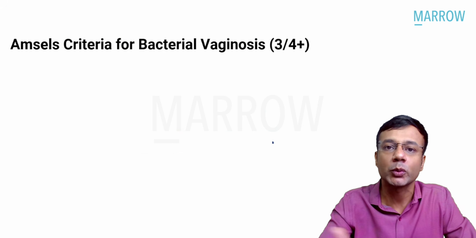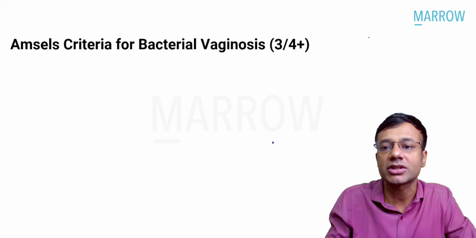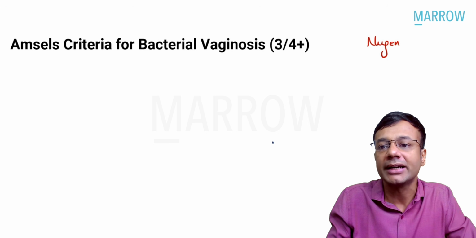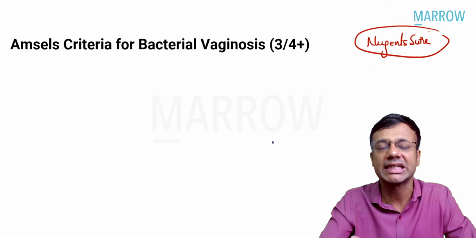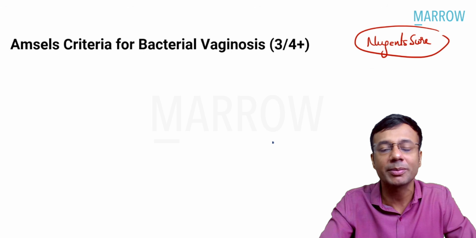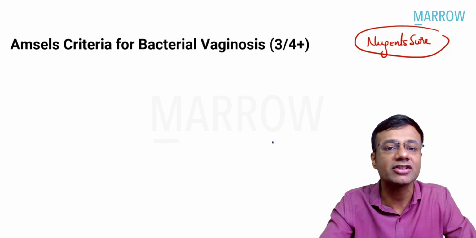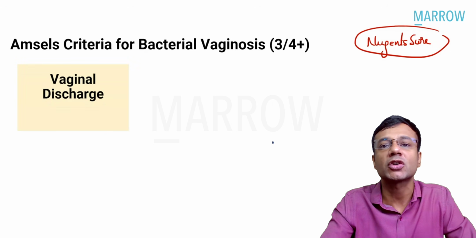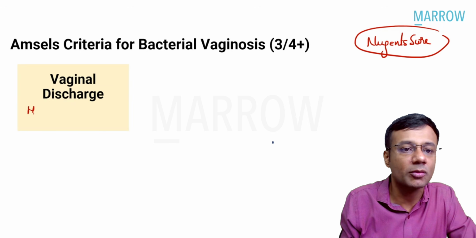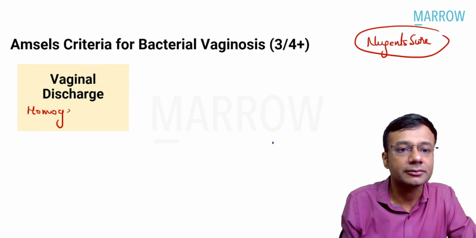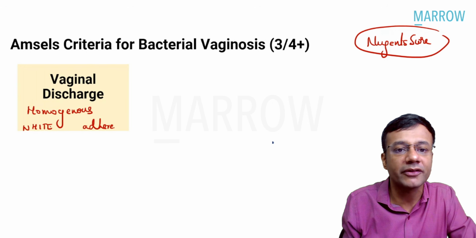We know, students, in the last examination, there was a question from Nugent score. And it goes without saying that there is definitely going to be one question from the topic of vaginal discharge. So I request all of you to read this topic in detail. Amsel's criteria has 4 points, and 3 have to be positive for the correct diagnosis of bacterial vaginosis. First, the vaginal discharge, which is homogeneous, white, adherent discharge. So this is point number 1.